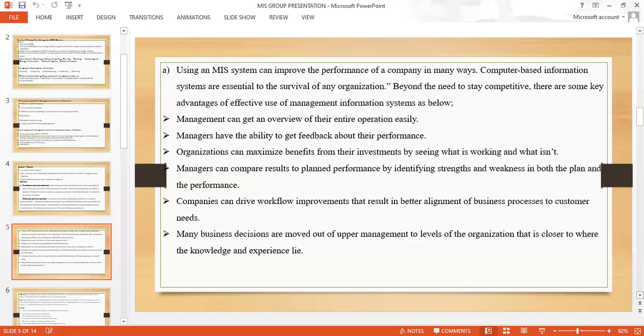advertisements. And the other part was also to look at the role of MIS in management of online operations.